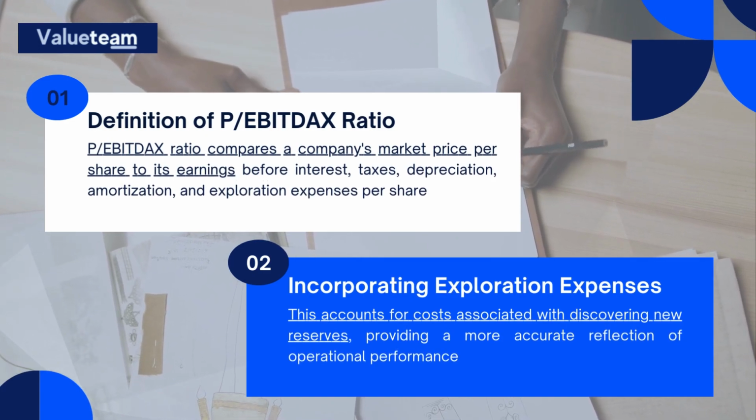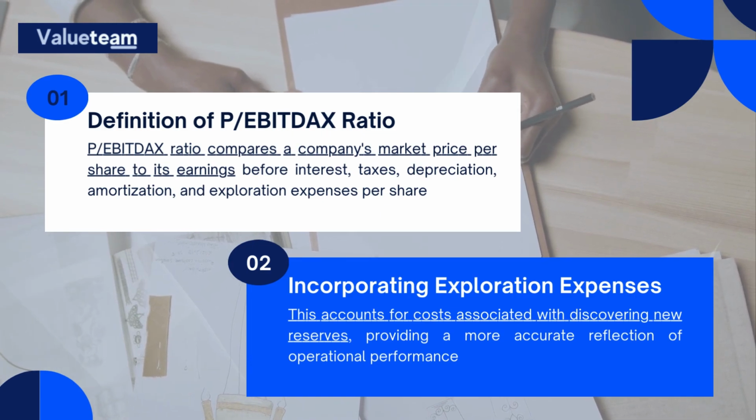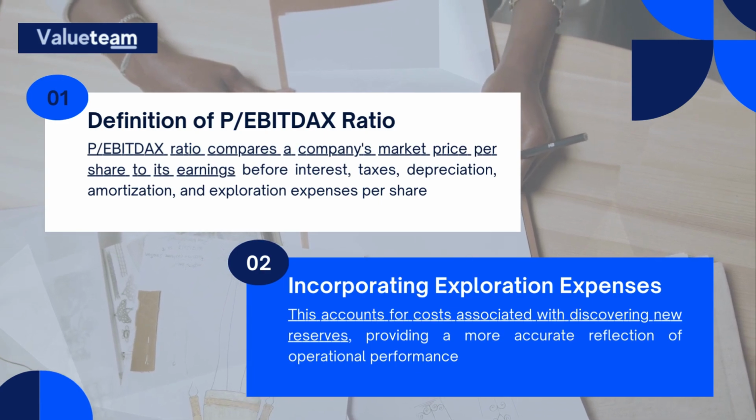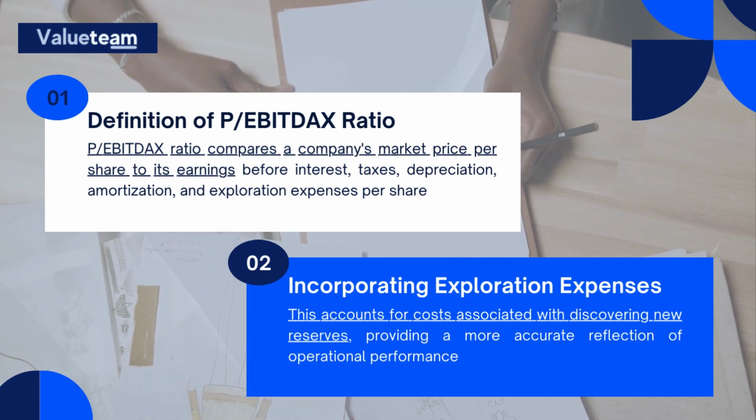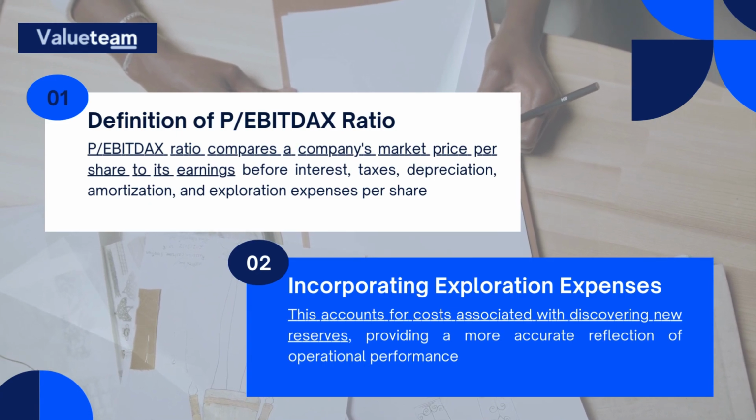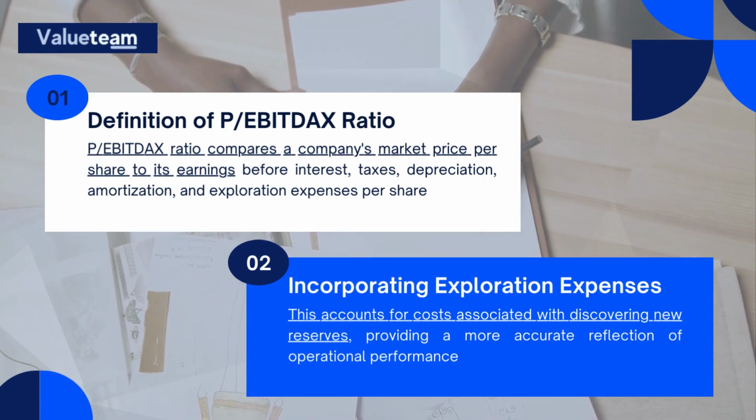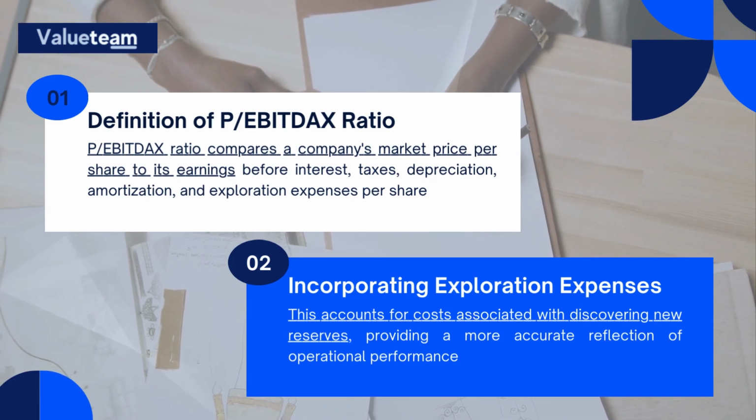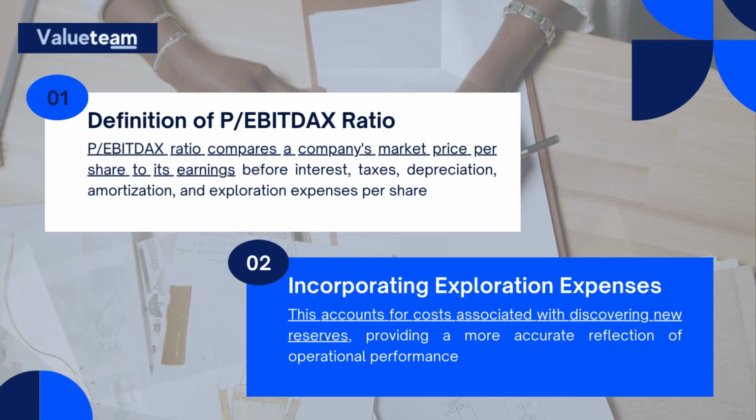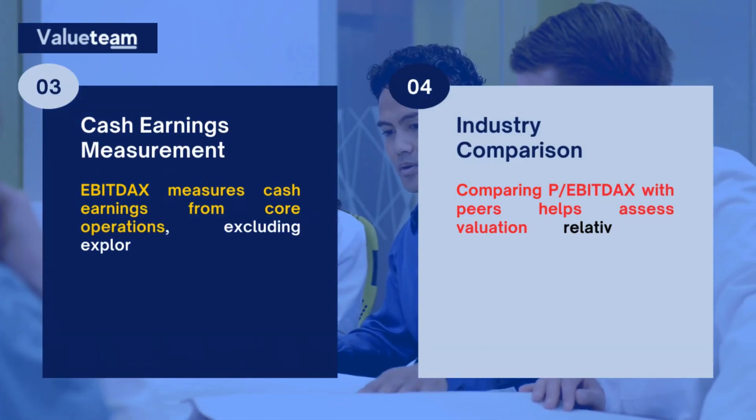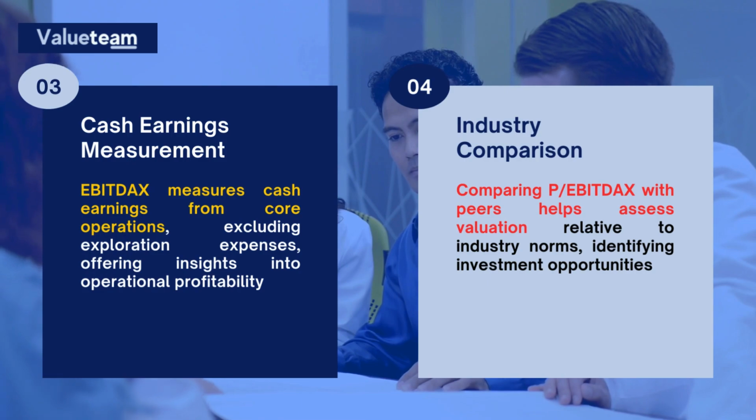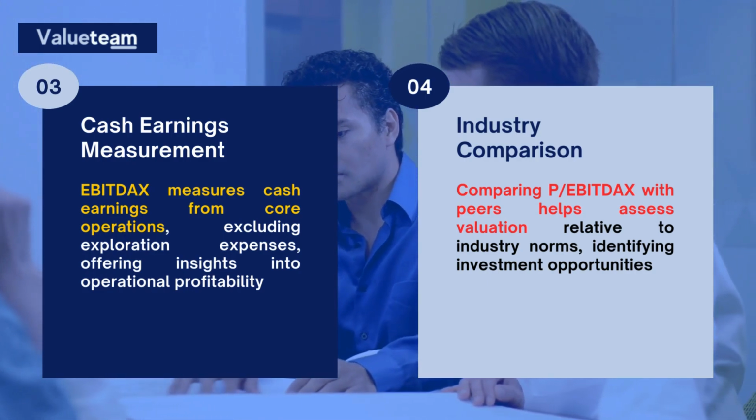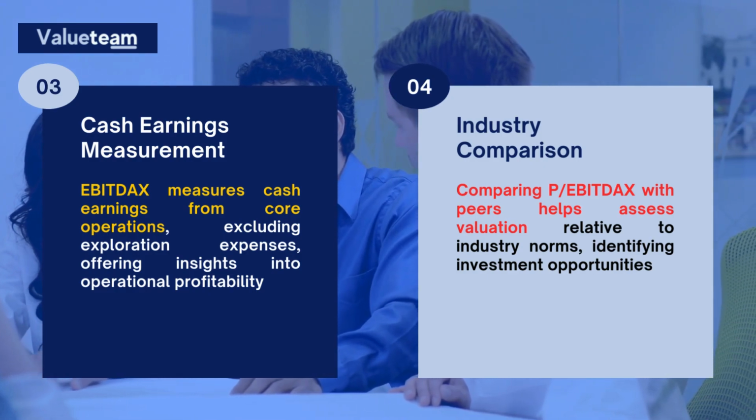P to EBITDAX ratio compares a company's market price per share to its earnings before interest, taxes, depreciation, amortization, and exploration expenses per share. Incorporating exploration expenses, this accounts for costs associated with discovering new reserves, providing a more accurate reflection of operational performance. Cash earnings measurement. EBITDAX measures cash earnings from core operations, excluding exploration expenses, offering insights into operational profitability.